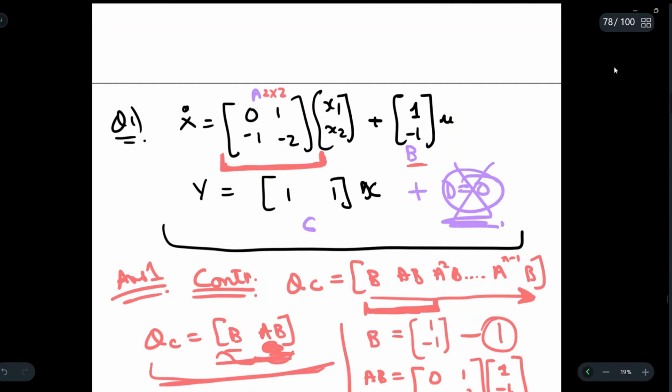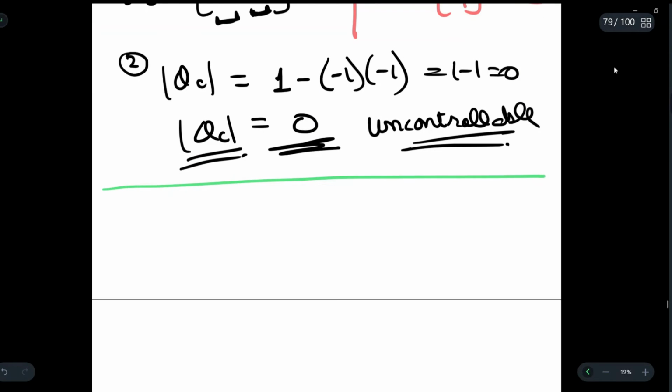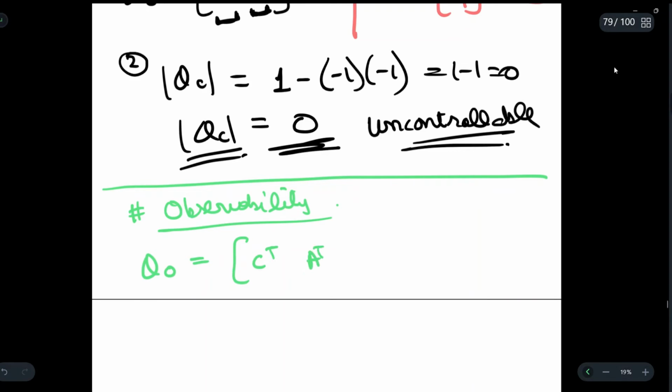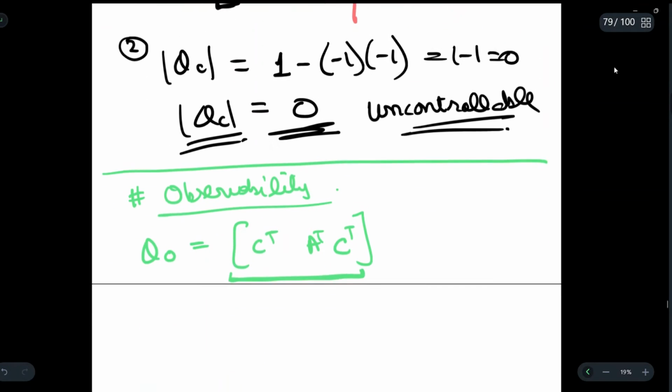Now how do we find out the observability? Let us see. That is, for observability in this same question, we are doing the same question only, but now we are going to find out the observability. In this particular question, we will write the Q naught matrix as CT, ATCT. As we had discussed earlier, we will only be taking two terms because we have the A matrix as a 2 cross 2 matrix, as we had done for controllability. That is, we took only two terms. So here also we will be taking only two terms.